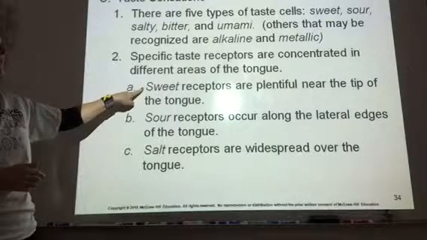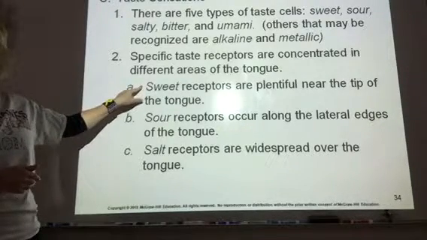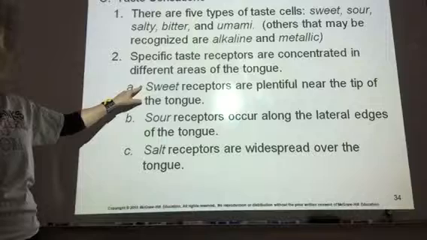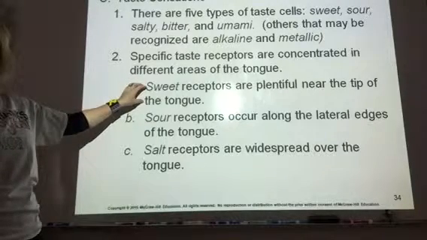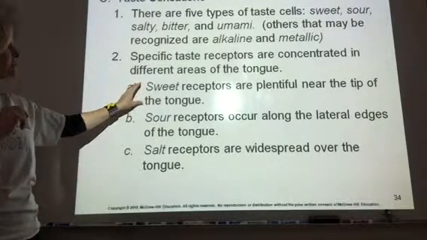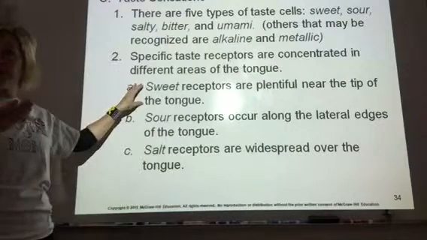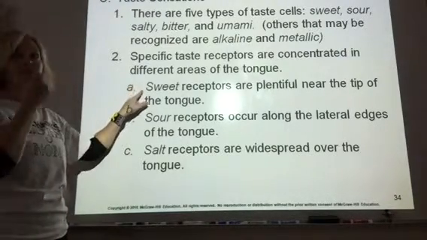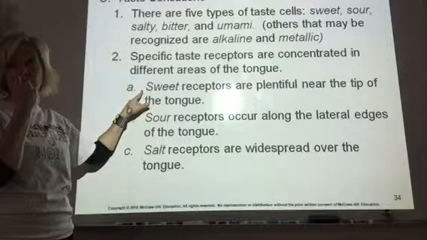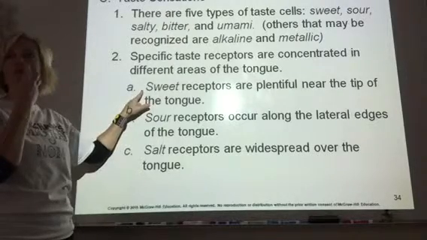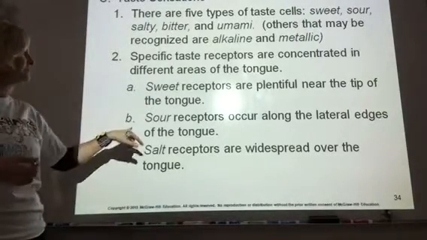So sweet receptors are most plentiful at the tip of your tongue. So they're kind of congregated in that small part. So if I have a piece of chocolate or something sweet, it's going to taste the sweetest at the tip of my tongue. That is where that sweetness is picked up.